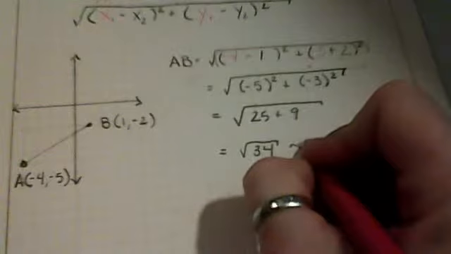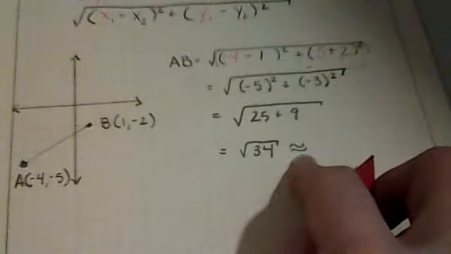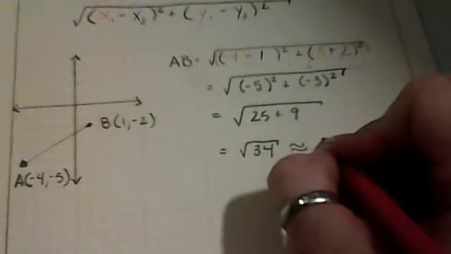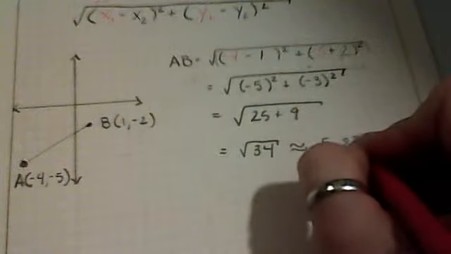And if we go into our calculator and do this calculation, the square root of 34 is approximately, now we put these wavy equal signs, this means approximately, because we're rounding the number. And I'm going to round to the nearest hundredth, which would make this 5.83.